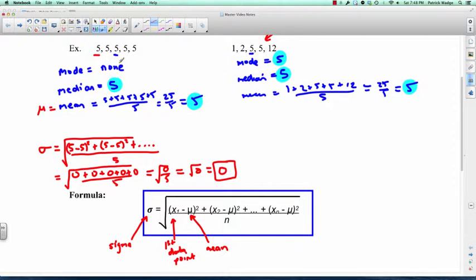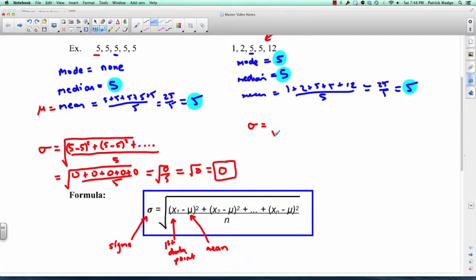And that should make sense, because how much dispersion is there here? How much spread is there? None. Every single value point is exactly the same as the mean, so there's no standard deviation. There's no dispersion. So it makes sense that we get 0 here. Do you think we'll get 0 in this one? No way. There's definitely some spread here. So let's do this one.